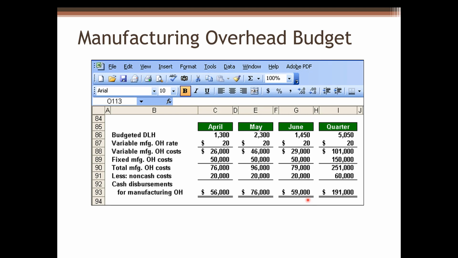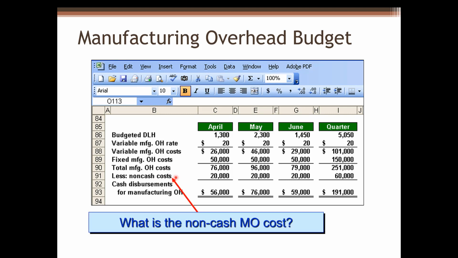For the manufacturing overhead budget, we can also calculate the cash disbursements for MO costs. We prepare it on the same table. After we get total MO costs, we subtract non-cash costs. Non-cash MO cost is depreciation. Depreciation is not a cash outflow. So, to calculate cash disbursements, we need to subtract the non-cash costs from total MO costs. Then we can get cash payments for MO for each month and for the quarter.